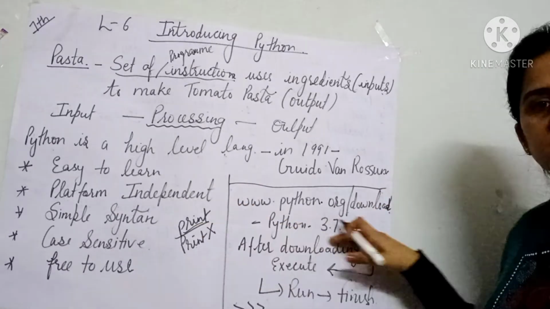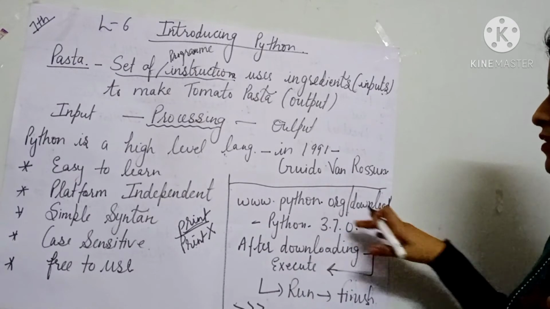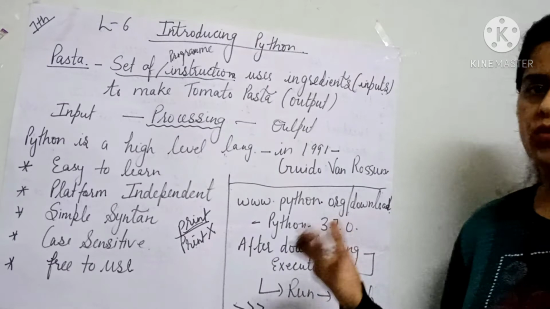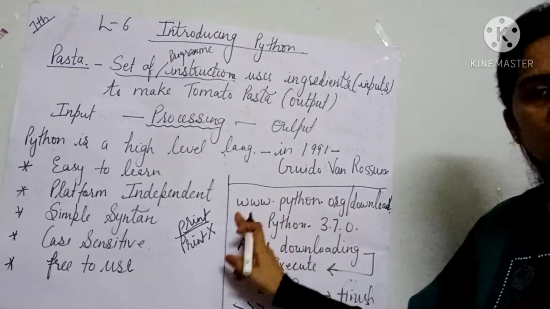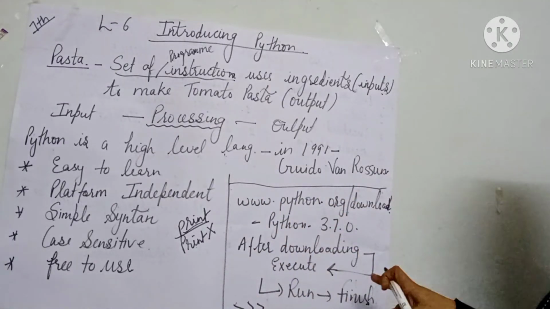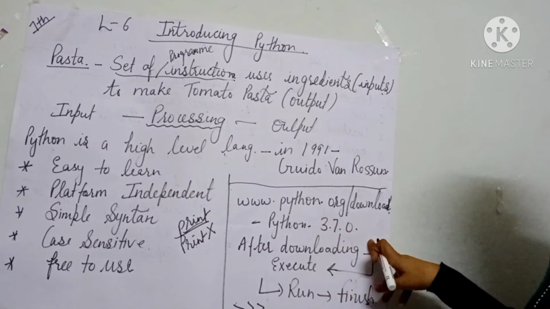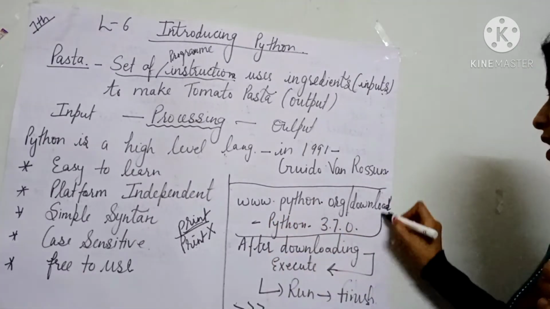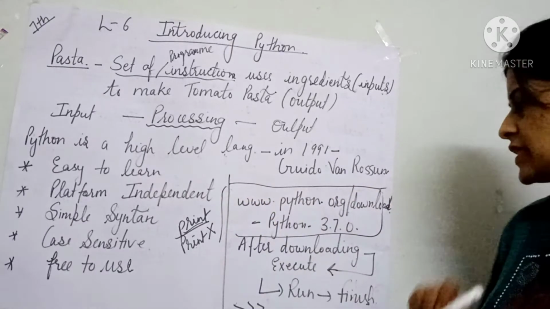When you run this on your address bar, you will see how you can download it for free. It also has different versions. In your book, the version of Python is 3.7.0, and you have to download this. आप यहाँ से इसको डाउनलोड कर सकते हो अपने पीसी के अंदर.